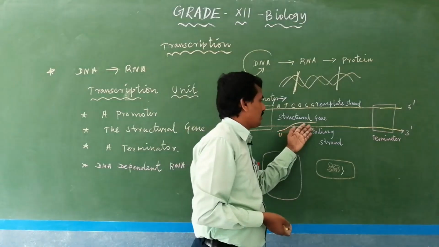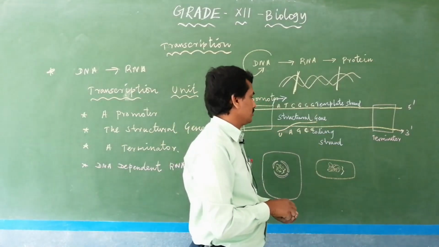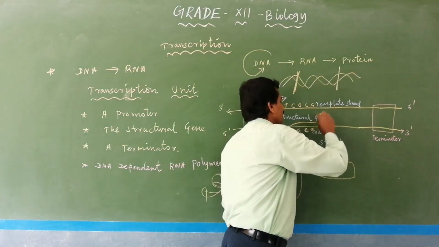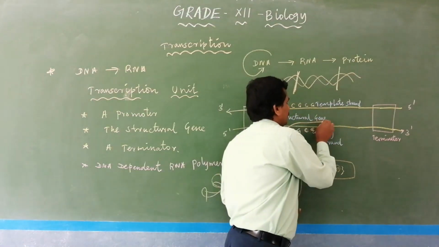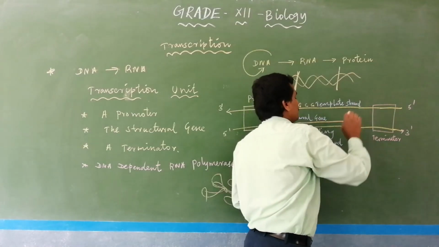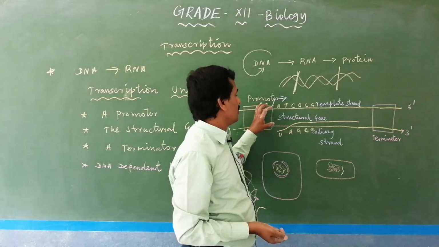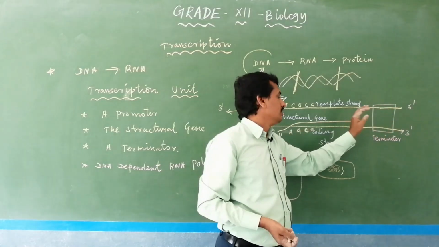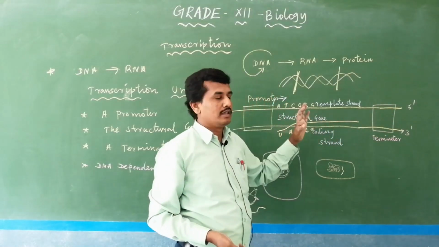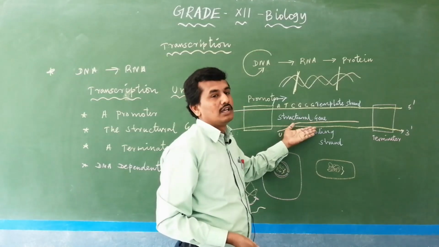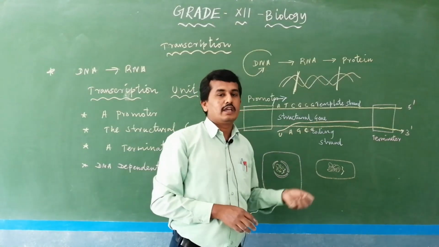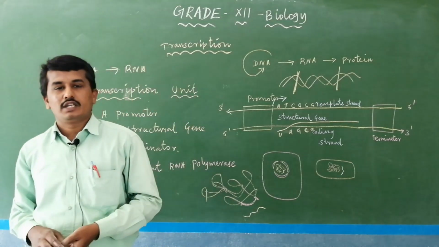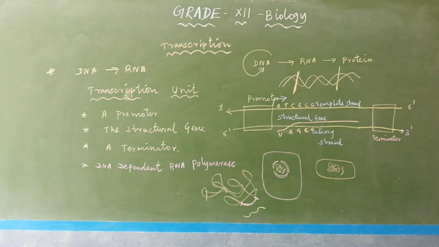The mRNA keeps forming up to the terminator region. The enzyme keeps moving until the terminator region and the mRNA keeps forming. When the RNA polymerase reaches the terminator region, the mRNA that has formed gets separated from the DNA. During the transcription procedure, the mRNA is formed from the DNA only.